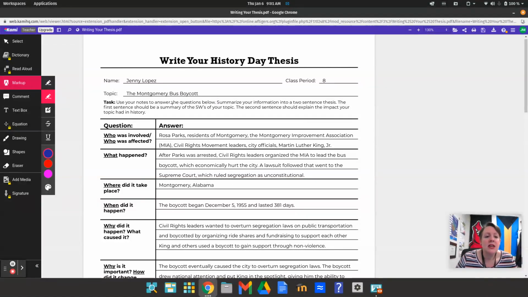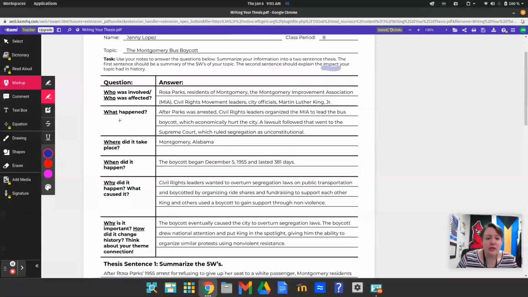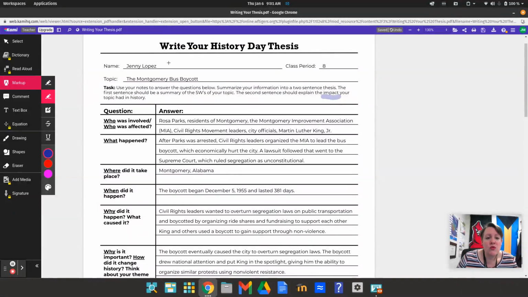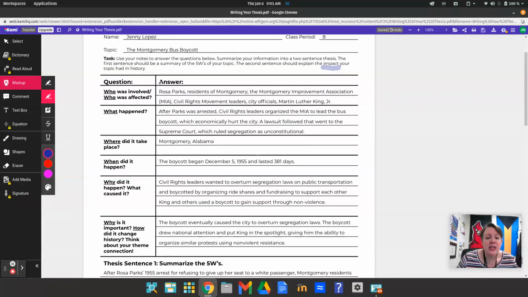This is going to be the example of how you can construct your thesis statement. It says, use your notes, the research that you did, to answer the questions below. Summarize your information into a two-sentence thesis. The first sentence should be a summary of the 5 W's of your topic, and the second sentence should explain the impact your topic had in history. That's what you're trying to prove. The topic for Jenny Lopez was the Montgomery bus boycott, and she is breaking down the who, what, where, when, why, and why it's important or how it changed history.